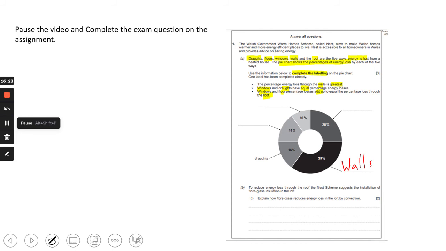The next one, windows and drafts have equal percentages of energy loss. So if we look at the pie chart, we can see that drafts has already been done for you, which is 15%. So equal to that is going to be 15% again. So this is going to be the windows.